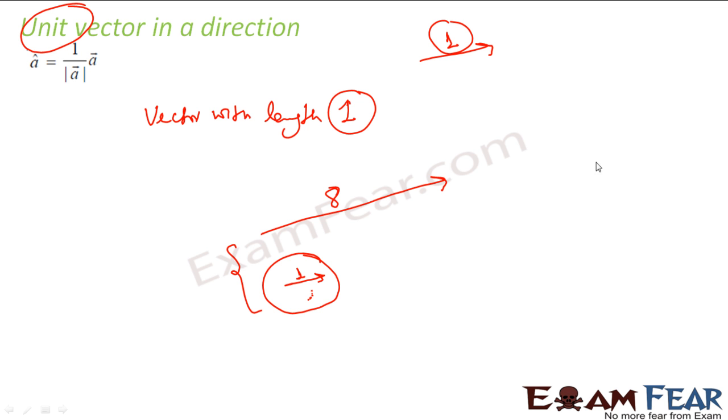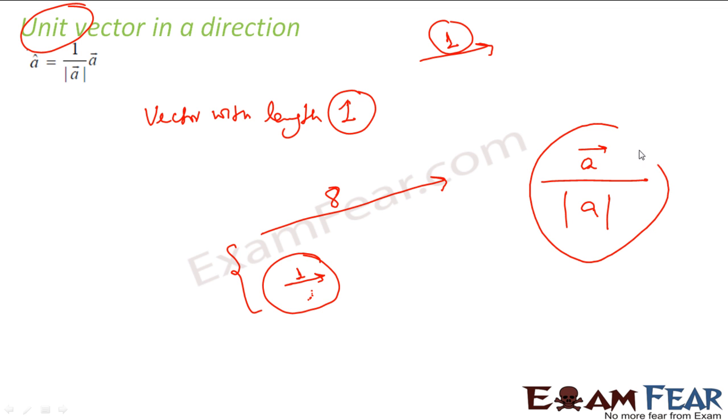So to find a unit vector, you take some vector A and divide it by the magnitude of the vector. You get a unit vector in that direction, and that is represented by A cap. Please note, when you say cap, that is nothing but a unit vector. Example: in this case, let's suppose the magnitude of A is 8, so this becomes 8 by 8. This direction is A cap.